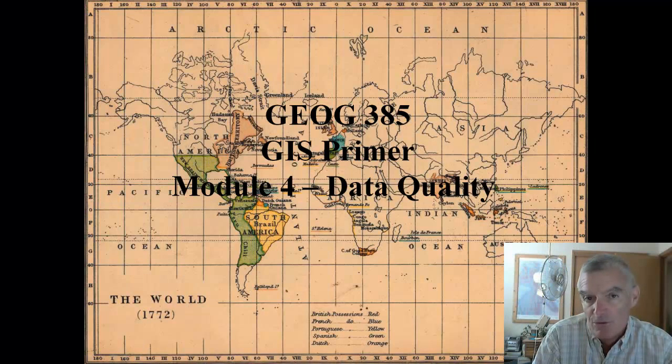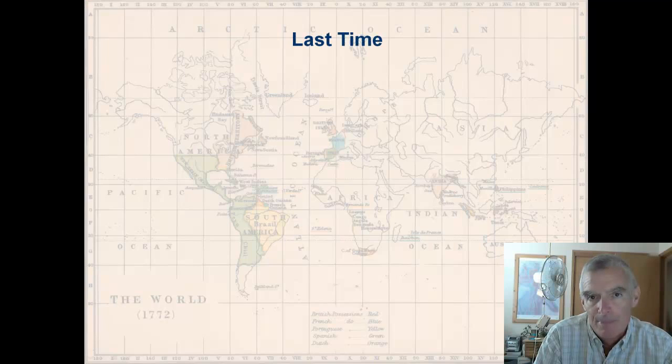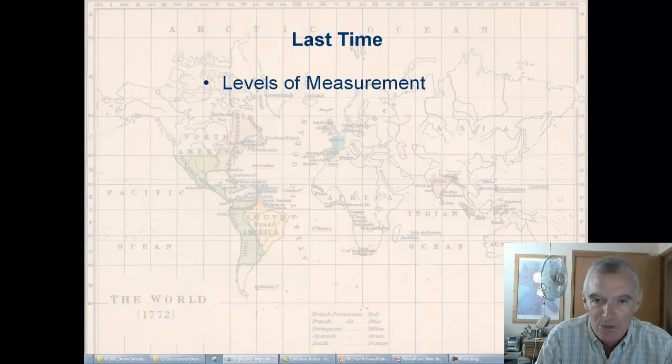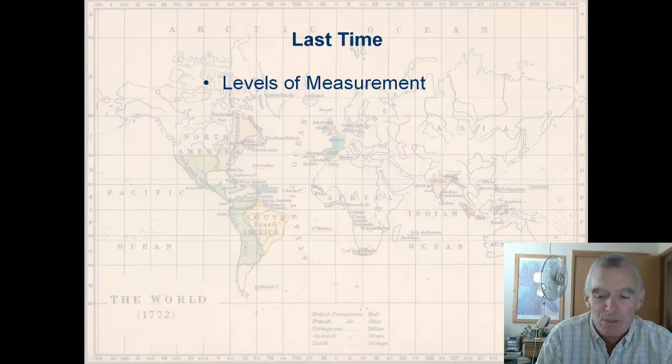Right now you're pretty much right in the middle of Module 4, Data Quality. Last time I talked about levels of measurement. Remember N-O-I-R: nominal, ordinal, interval, ratio. Nominal and ordinal are categorical. Nominal is just basic categories. Ordinals are categories that you can rank. Interval and ratio are numeric. Interval you can put on a numeric scale and you can do addition and subtraction. Ratio you can actually do multiplication and division.